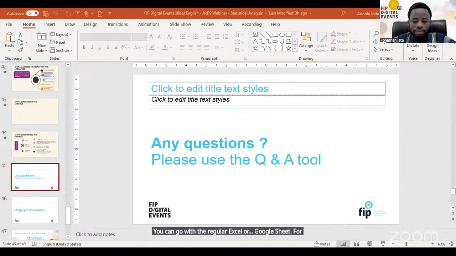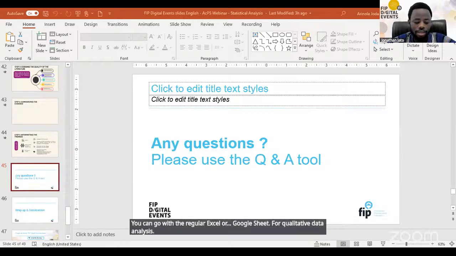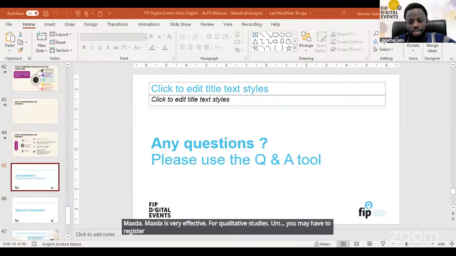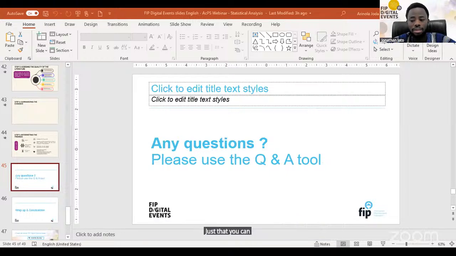For qualitative data analysis, there are some key tools. For example, we have MaxQDA. MaxQDA is very effective for qualitative studies. You may have to register for it, but I know they also have a free option that you can get, just that you can analyze all kinds of data, but they have a limit. They also have Atlas.ti, which is effective for qualitative data analysis.